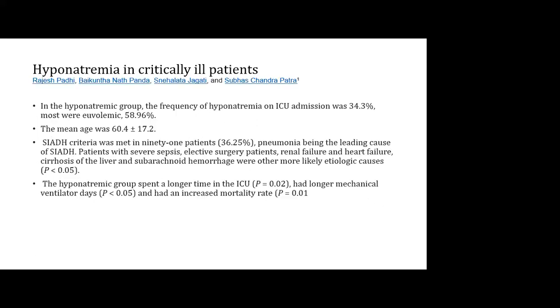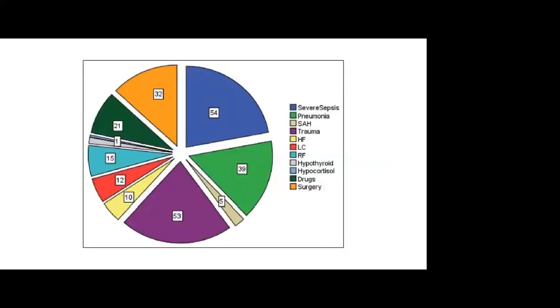This is just one of the studies showing hyponatremia in critically ill patients. In this study, they said that there was 34%, and most of them, at least 58.9%, were euvolemic, and the mean age was older, 60, and SIADH criteria was met in at least 36.25% of those patients, with pneumonia being the commonest cause, and they tend to stay longer in ICU compared to patients without hyponatremia. This is just a schematic representation of the study, that sepsis was the contributing factor, followed by pneumonia, and others were relatively more or less the same.